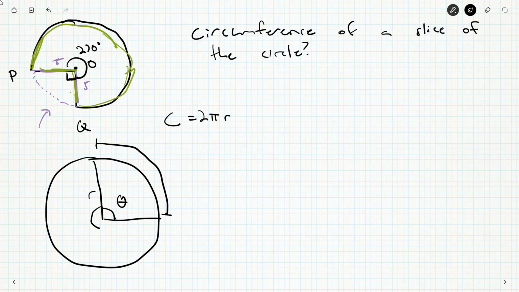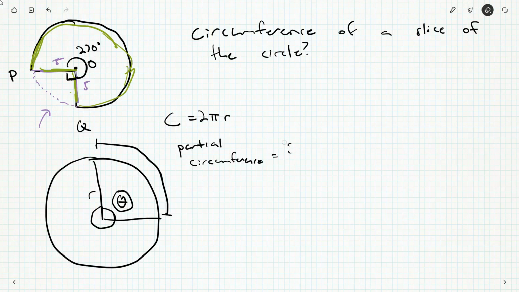Now, there's 360 degrees in a circle. If we're just considering theta degrees, so we might call this the partial circumference, it's going to be theta out of the full 360 degrees times the circumference. It's just a fraction of the circumference, and that gets us a slice of the circle.